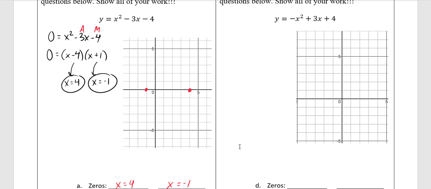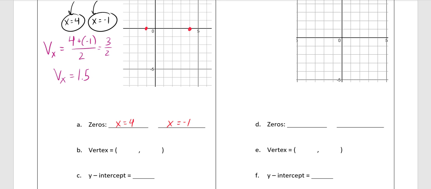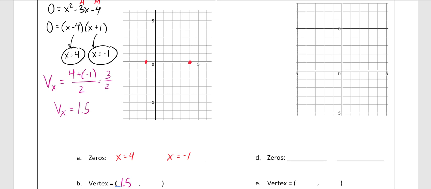How do I find halfway in between? I add the two x-intercepts together and divide by 2. It's an average. So the vertex's x-coordinate is going to be the average. 4 plus negative 1 divided by 2. That's going to make 3 divided by 2, and that's 1 1/2. So my vertex's x-coordinate is going to be when x is 1.5. That's also where the axis of symmetry is going to be. If you wanted to sketch it in there, you would see that is halfway in between.